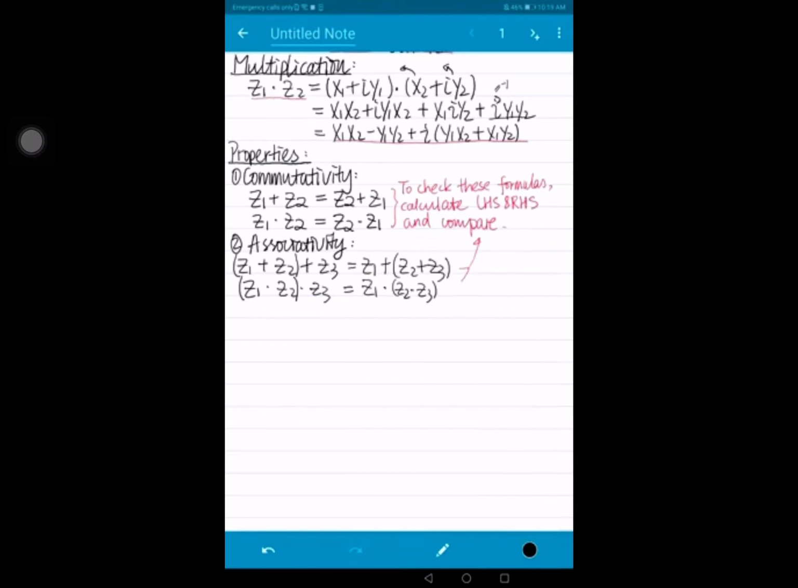And again, you can check these formulas by calculating the left-hand side and right-hand side and compare that they're the same. Right, the third property is distributive law. So when you have multiplication and addition together, you can distribute. So you have z1 multiplied with (z2 plus z3). This is the same as z1 dot z2 plus z1 dot z3.